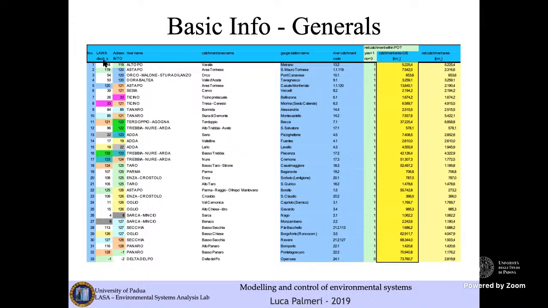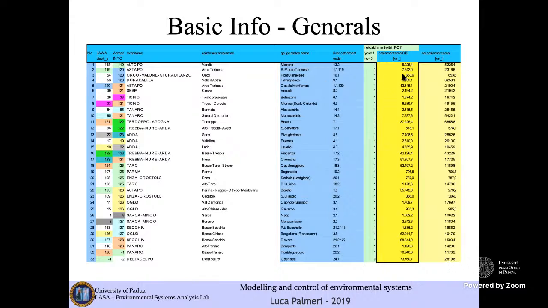Here, for each one of these subbasins, we have an ID. We have a gauge station ID. So for each one of these subbasins, we identify a measuring or gauging station for discharge and for water quality. Then we have a calculation concerning the catchment area and the net catchment area. Catchment area was calculated by GIS analysis, while the net catchment area is calculated again by GIS analysis.